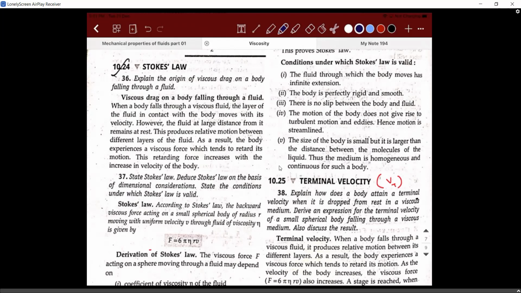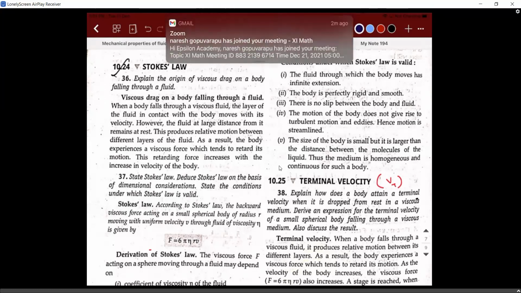But what will happen to the layers which are slightly away? Let's say there is a solid sphere in some amount of water. The surface in contact with the water will get dragged in the direction of the solid sphere with the velocity which this object has, whereas the layer farther away will be at rest.